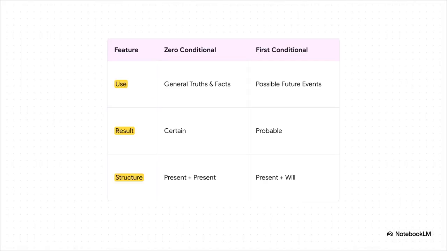Okay, let's put these two head to head. It really clears things up. The zero conditional is for facts. What is? It's certain. The first conditional is for possibilities. What will likely be? It's probable. The grammar just follows that logic. Present and present for the facts, and present and "will" for the possibilities.